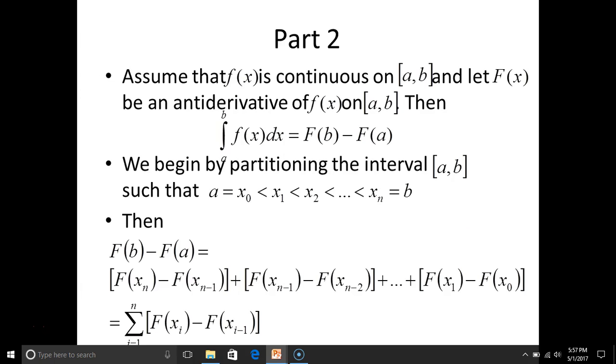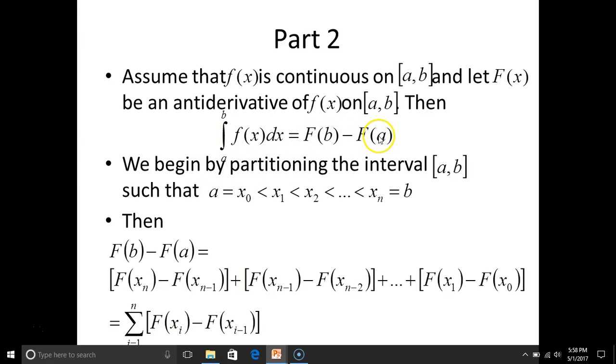Now, how about part 2? Part 2 says, assume we have a continuous function again, and let capital F of x be any antiderivative of the little f of x function. Then we're saying that the integral from a to b of f of x is evaluated by taking the antiderivative function evaluated at the upper limit, minus the antiderivative function evaluated at the lower limit. So how do we do this?